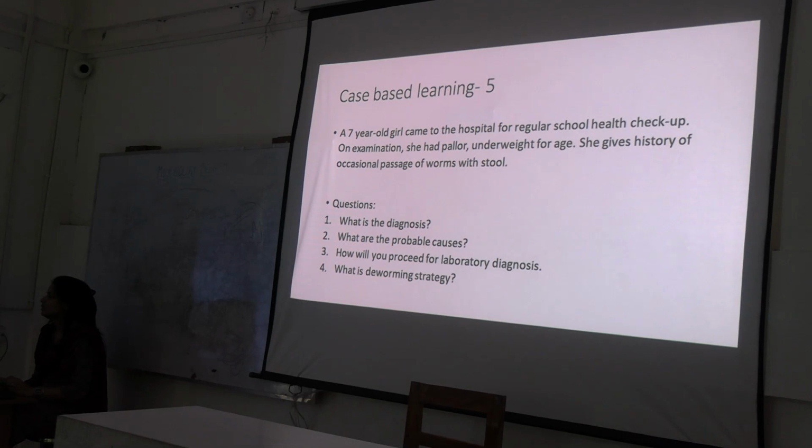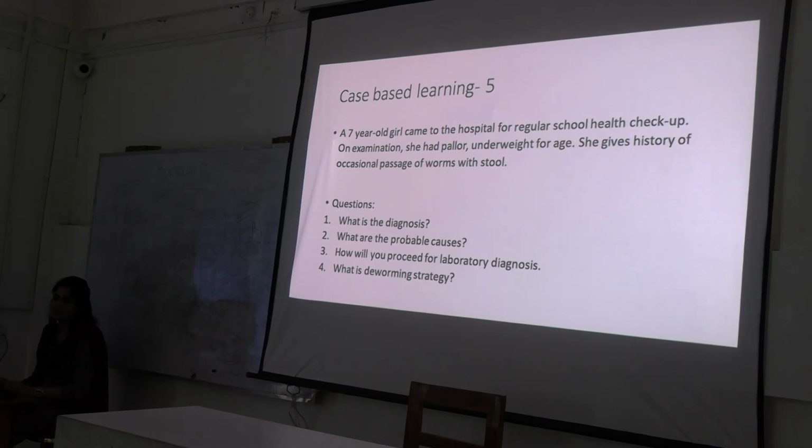A seven-year-old girl for regular school health checkup. On examination, she had pallor. What do you mean by pallor? You say anemia, okay. Then underweight for age, it means malnutrition. Gives history of occasional passage of worms in stool. So there is parasitic infestation.